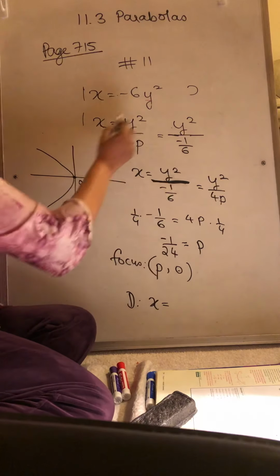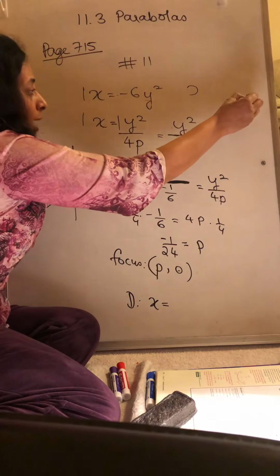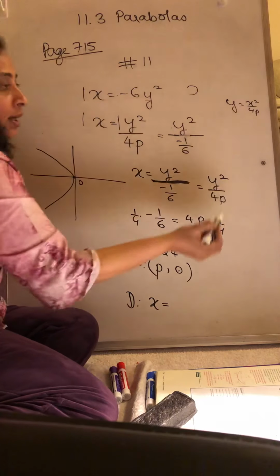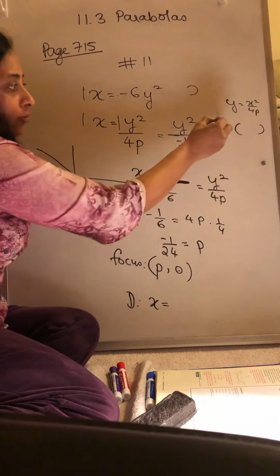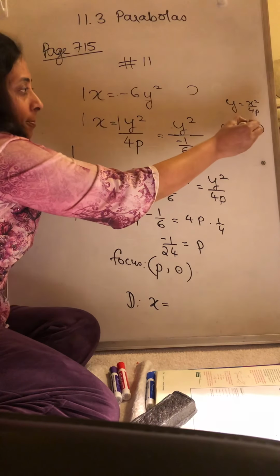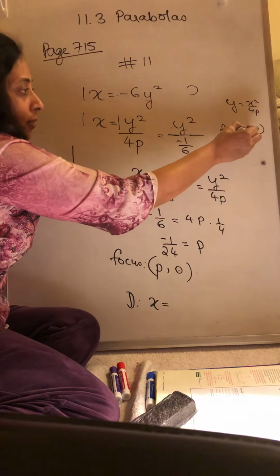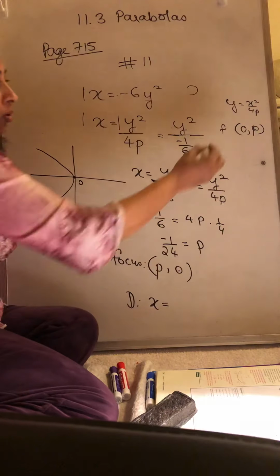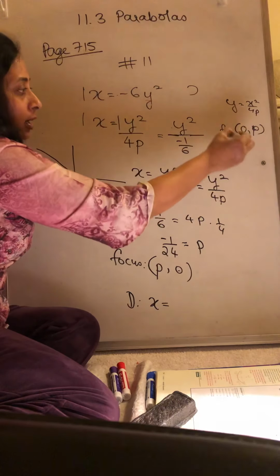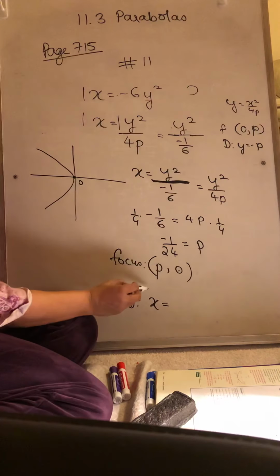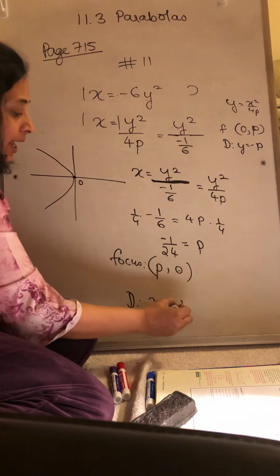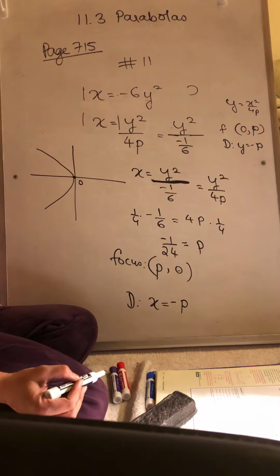If it is y equals x square over 4p, then how will you remember this? Linear is y, right? So your focus will be what? p will be your y and x will be 0. Your directrix will be what? y equals negative p. In this case, it is x, so it's x equals negative p.